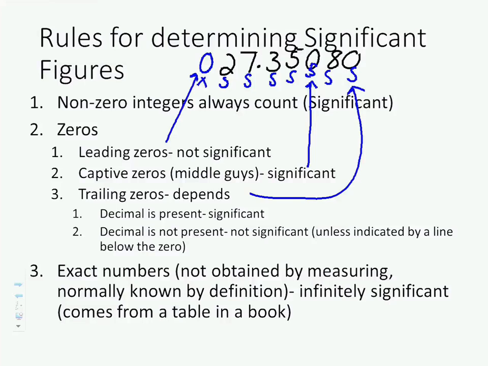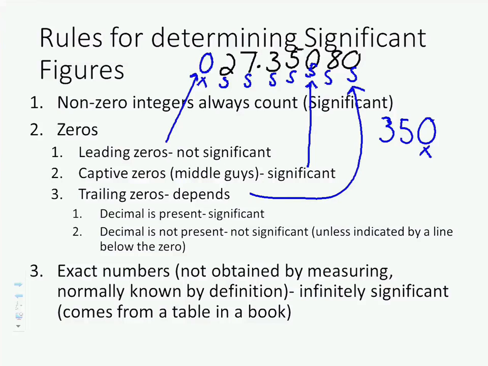Let's look at a couple more examples of this. Let's say we have the number 350. The first two numbers are both significant because they're non-zero integers. But that last zero, what is it? Is it a leading zero? No. Is it a captive zero? No. So it must be a trailing zero. Since it's trailing and at the end, we have to ask the question: is there a decimal present? No, there's not. Since there is not a decimal present, it is not significant.